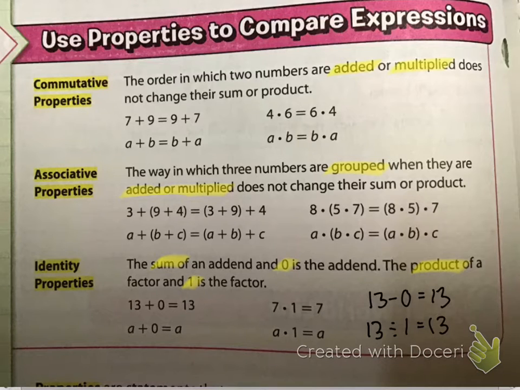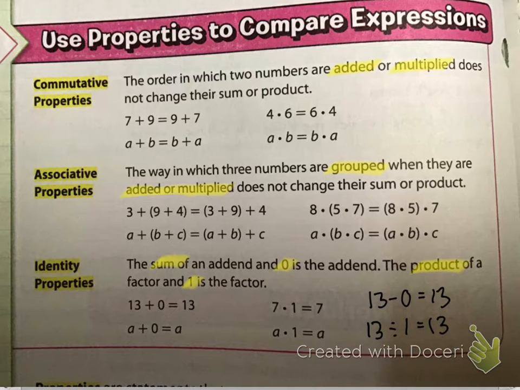So while the commutative and the associative properties only work with addition and multiplication, the identity property technically works with all of them in the sense that 13 minus 0 is still 13, and that 13 divided by 1 is still 13. But the other ones only work with multiplication and addition.